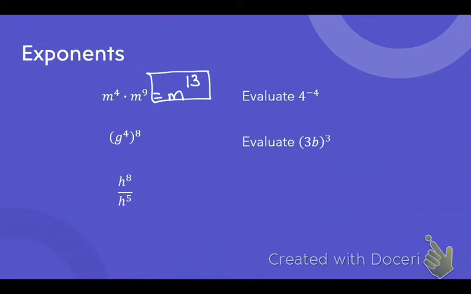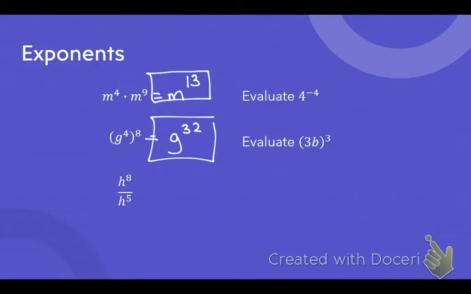All right, what about the next one? What did you guys get? G to the 32nd power. What property is that called? Power of powers. So again, if I were to ask you a question, which one of these expressions is an example of power of powers? Hopefully you could pick out one that looked like that. One base raised to a power raised to another power.